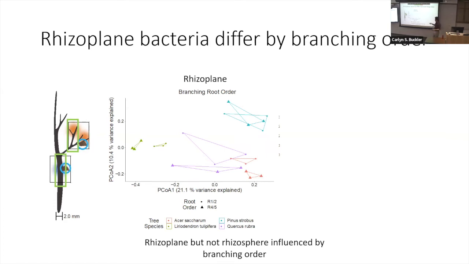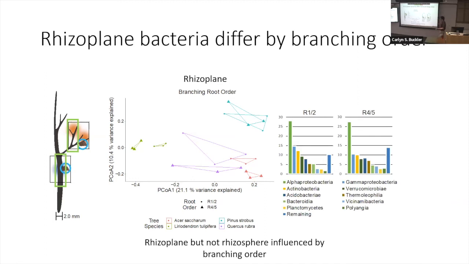And same thing here, same sort of ordination that we were looking at before. In this case, the different shapes are different root orders, with the circles being the absorptive fine roots and the triangles being the transportive fine roots. So we're seeing differences with different functional roles for the rhizoplane, but not the rhizosphere. And what about, again, the taxa?